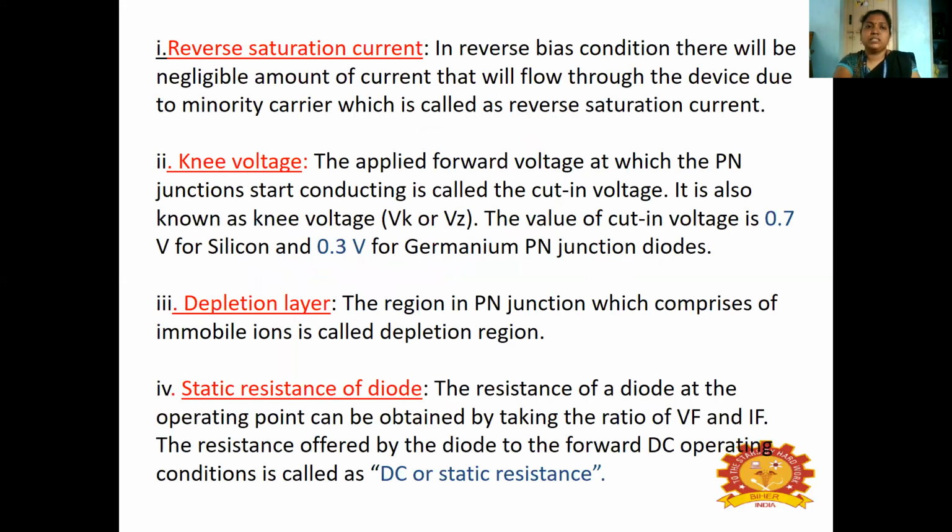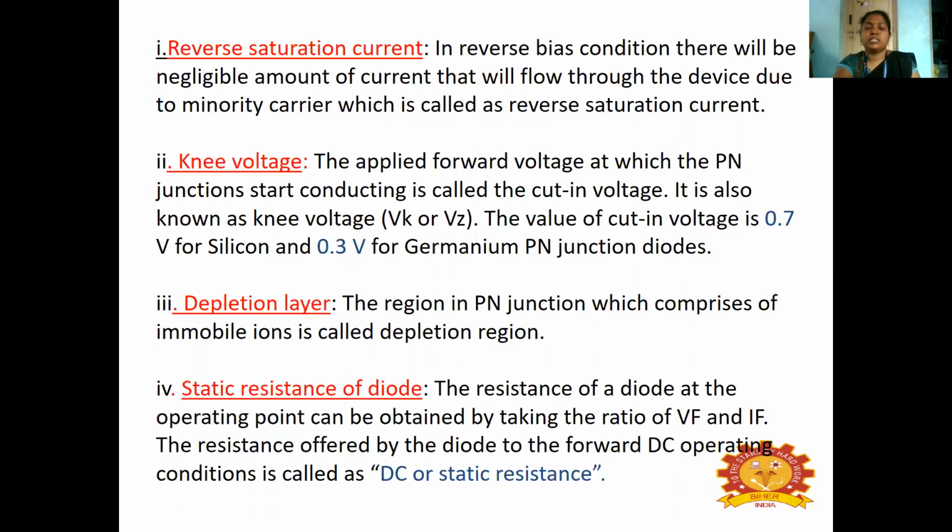So we will see certain terminologies. Reverse saturation current is the kind of current that flows when the diode is reverse biased. In the reverse bias condition, a negligible amount of current will flow through the device due to the minority carriers, which is called the reverse saturation current. So in this reverse bias condition, there is a very small current flowing through the device, due to the minority carriers.